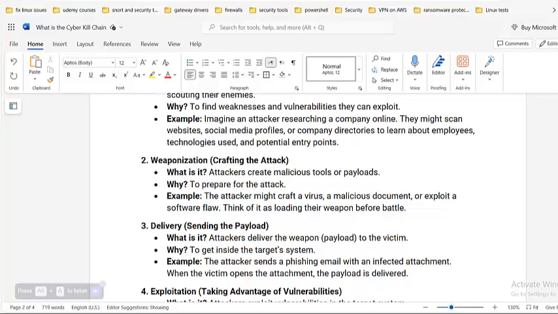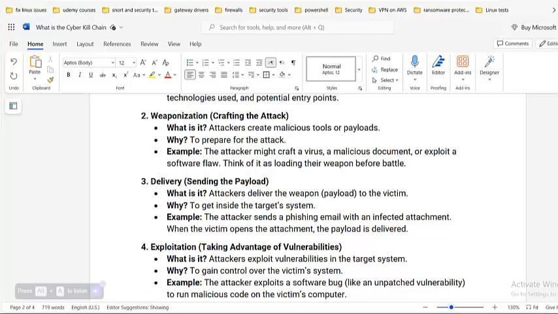Number three, delivery, sending the payload. So what is it? Attackers deliver the weapon or the payload to the victim. This could be, well, the example we're going to see. Why? To get inside the target system. Example: the attacker sends a phishing email with an infected attachment. When the victim opens the attachment, the payload is delivered.